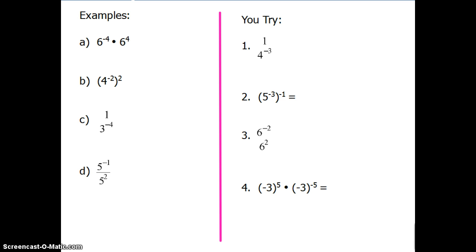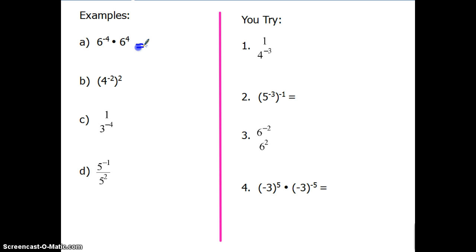All right, let's look at a few more examples using some of our other rules. Example A here says 6 to the negative 4th times 6 to the 4th. This was the very first rule that we learned: when we're multiplying two things that have the same base, in this case both of the bases are 6, what we do is we add the exponents. Before I start moving stuff around because of those negative exponents, I'm going to simplify using that rule first.